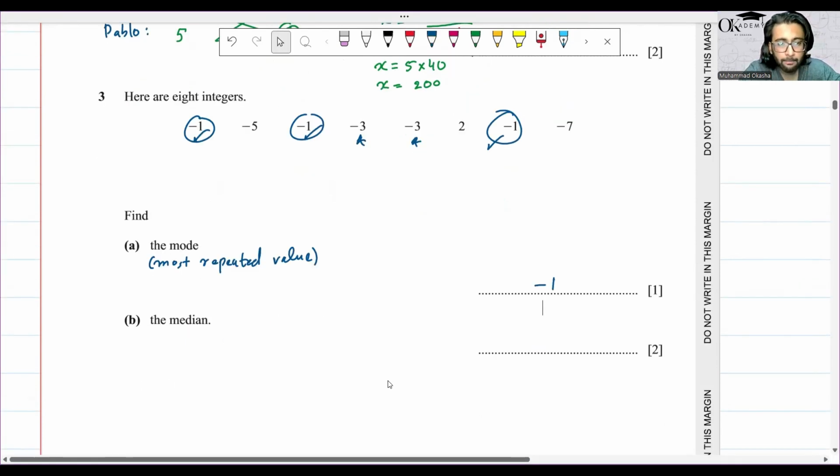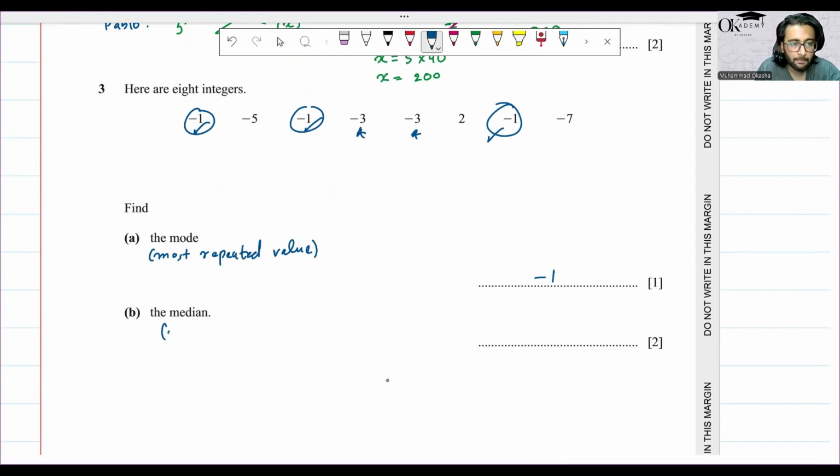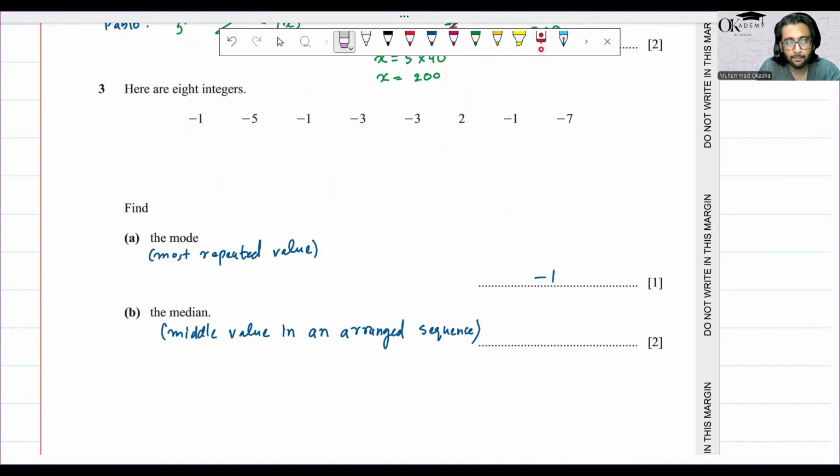Median. So median is actually the middle value in an arranged sequence. Okay. So a very obvious mistake would be to find out the middle value from here right away. That's not how you do it. You arrange them first. So middle value in an arranged sequence. You can arrange in any order you want. You can arrange in ascending order or descending order, big to small or small to big. It doesn't matter.